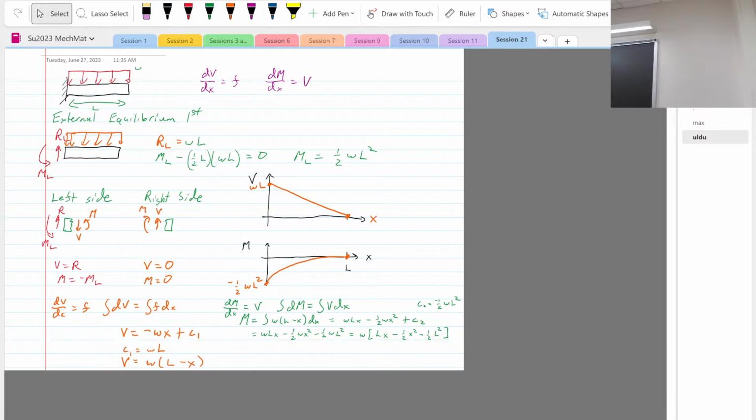You see what I mean? Right, so since it's on the neutral axis, y is equal to 0, so that's the maximum value, and then bending stress is 0.